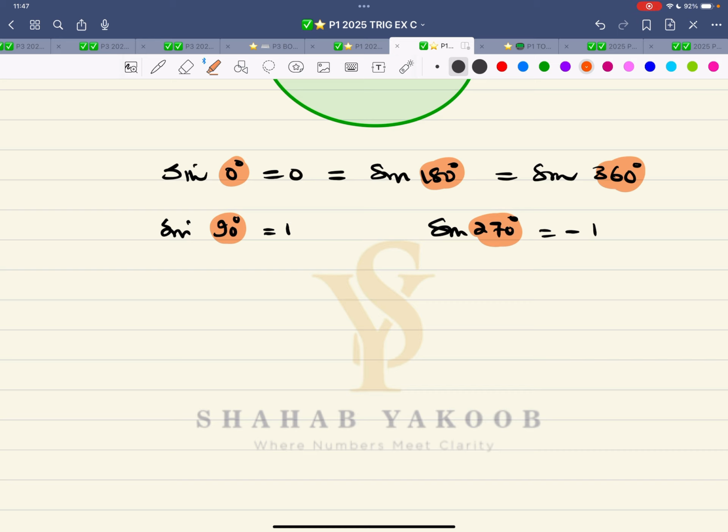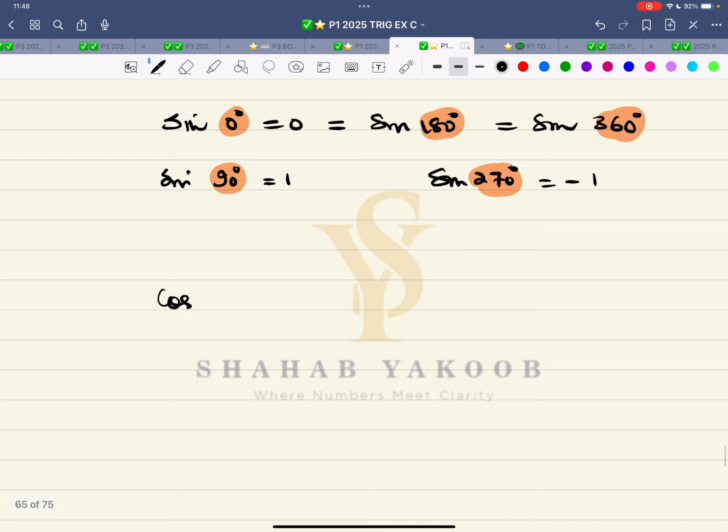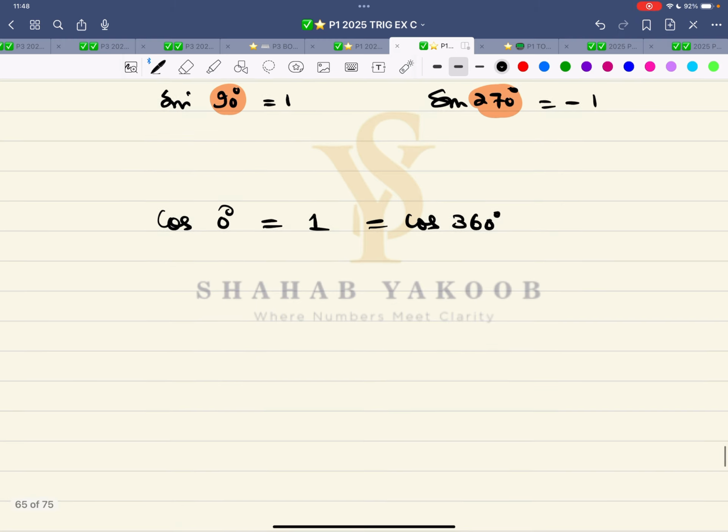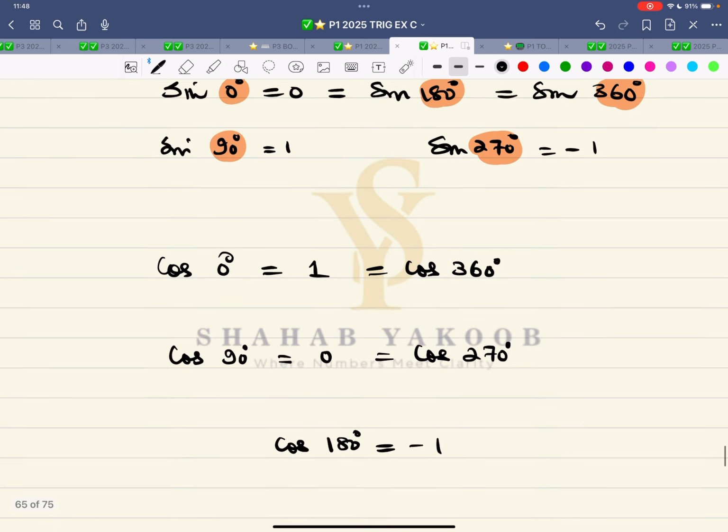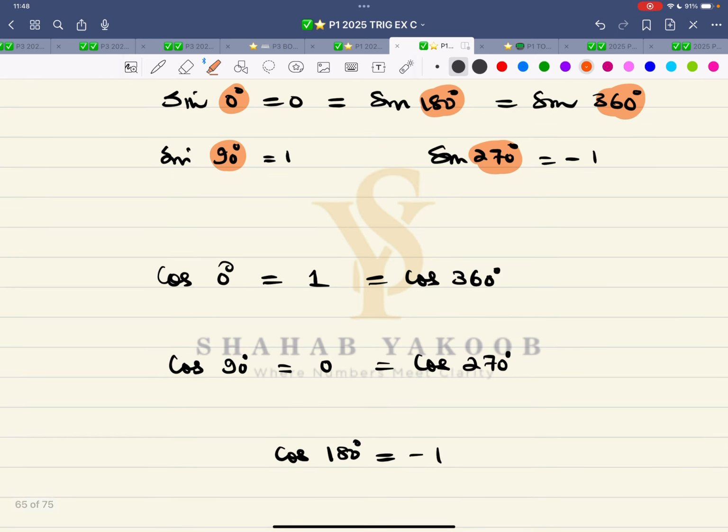Now similarly, if I focus on cosine, cosine of 0 degrees is 1, that is the same thing as cosine of 360 degrees. And similarly, cosine of 90 degrees is 0, that is the same thing as cosine of 270 degrees. And cosine of 180 degrees is -1. So these are the 5 major values that we look out for. Cos of 0 is 1, cos of 360 is 1, cos of 90 is 0, cos of 270 is 0, cos of 180 is -1.